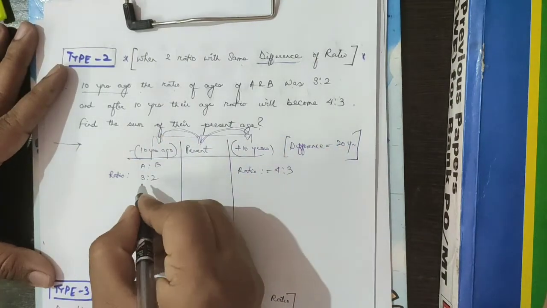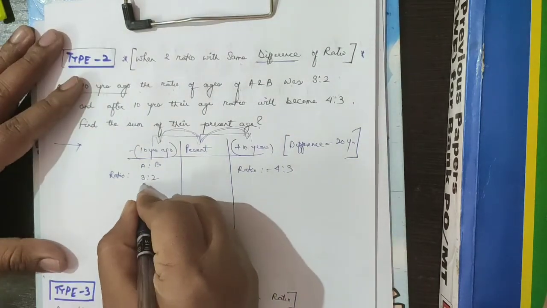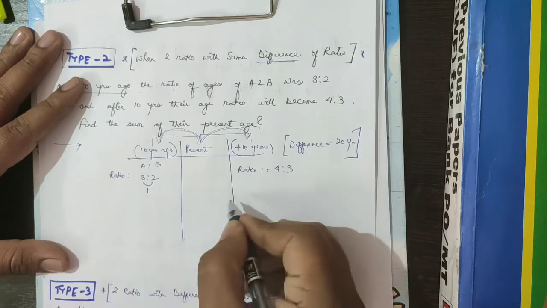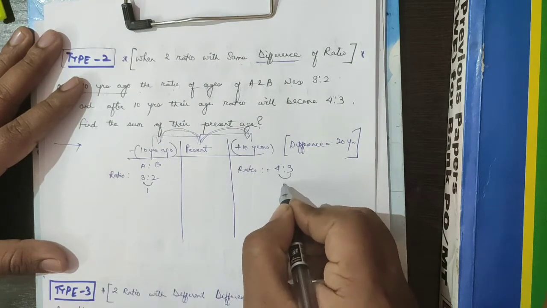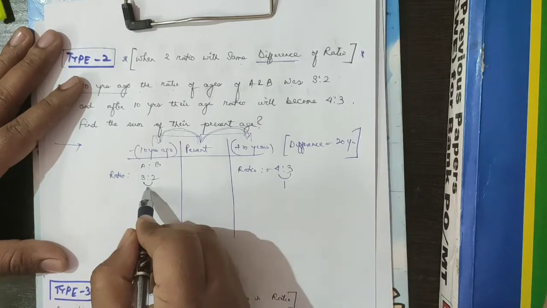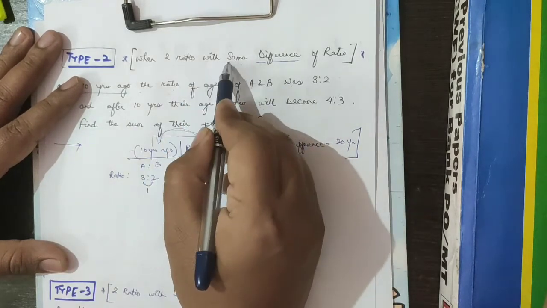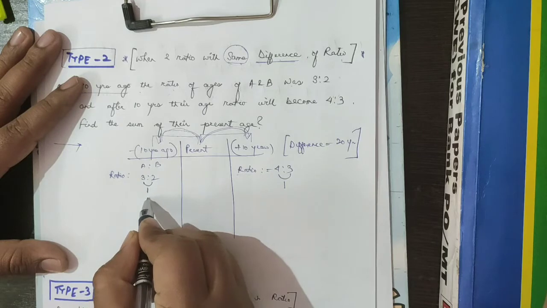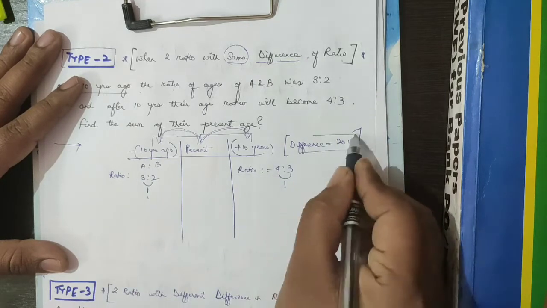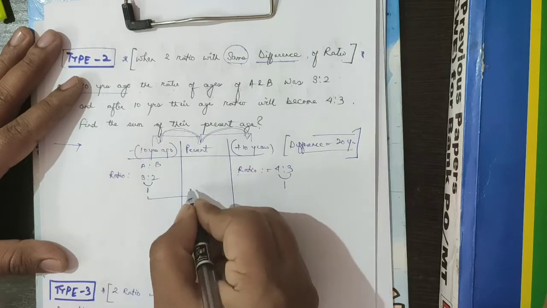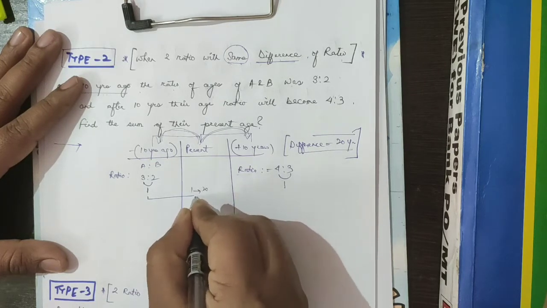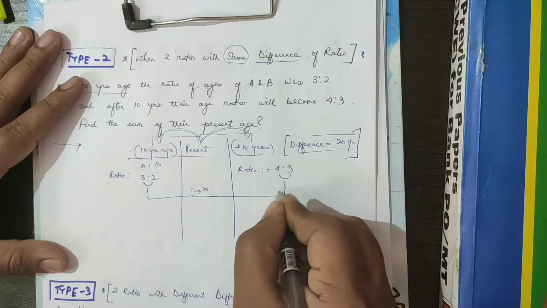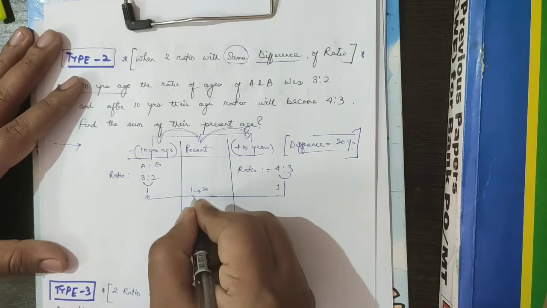After this you must find the difference of the ratios. For 3:2, what is the difference? 1. And for 4:3, also 1. So they have the same difference of ratio, and for the same difference of ratio it's very easy. The difference 1 will be equal to 20 years.